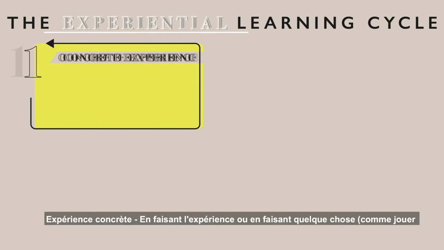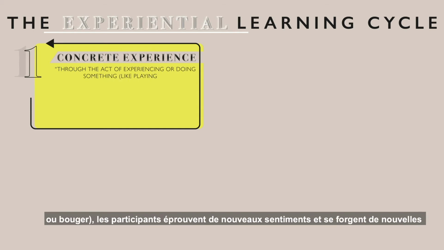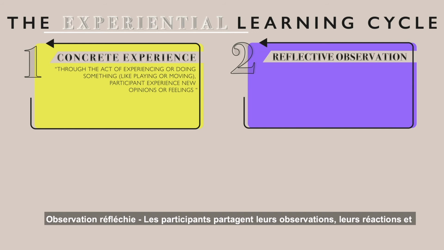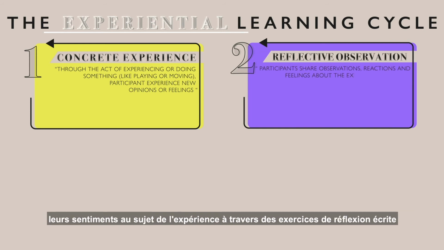The experiential learning style theory is typically represented by a 4-stage learning cycle in which the learner touches all the bases. Concrete experience. Through the act of experiencing or doing something, like playing or moving, participants experience new opinions or feelings. Reflective observation. Participants share observations, reactions, and feelings about the experience through reflective writing and discussions.